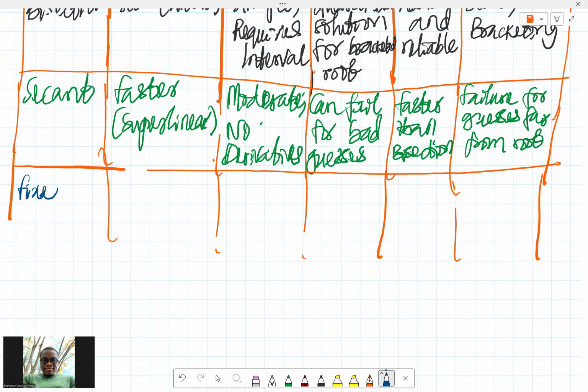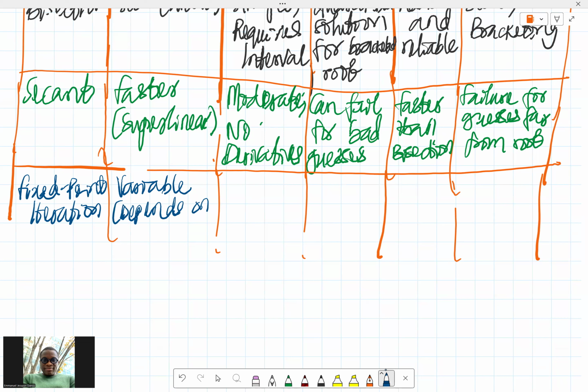Fixed point iteration. So for fixed point iteration, the convergence is variable. The convergence varies. Interestingly, we saw a very good example. We had three different expressions, and then we saw that one converges and two diverge. So it actually depends on the function. It depends on g of x. So the kind of g of x we have will determine whether it will converge or not.